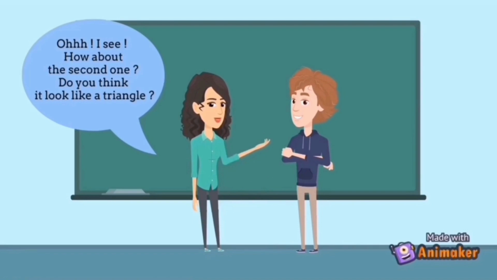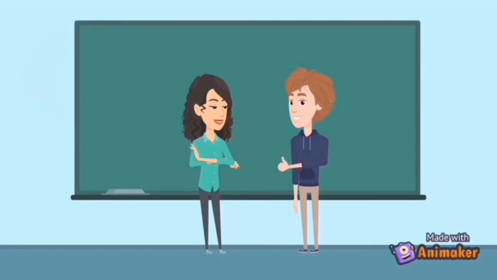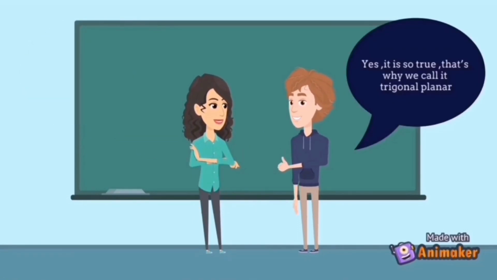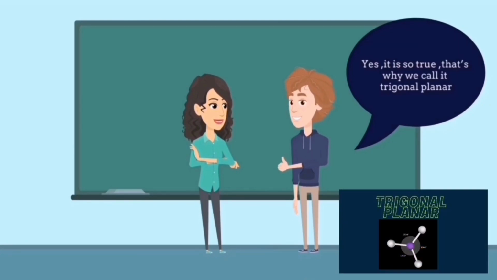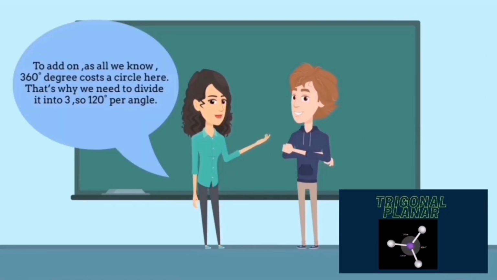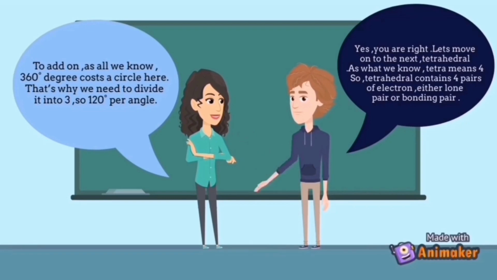Oh, I see. How about the second one? Do you think it looks like a triangle? Yes, it is so true. That is why we call it trigonal planar. Well, as we all know, 360 degrees makes a circle here. That is why we need to divide it into 3, so 120 per angle. Yes, you are right. Let's move to the next, tetrahedral.